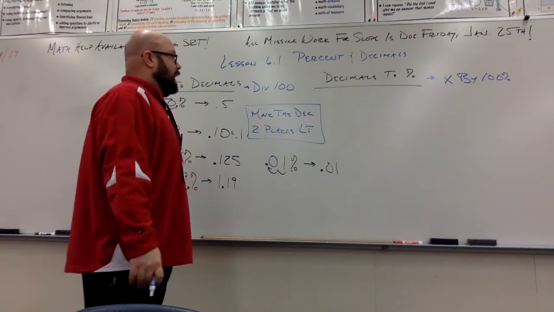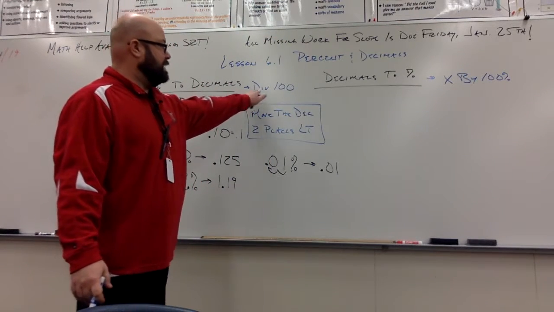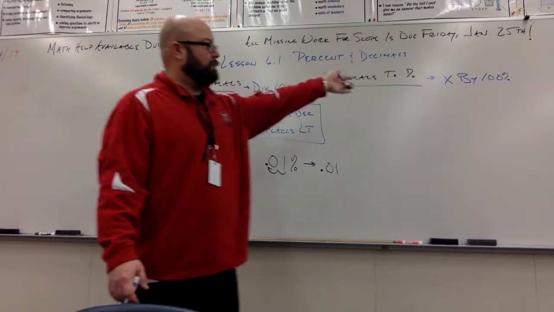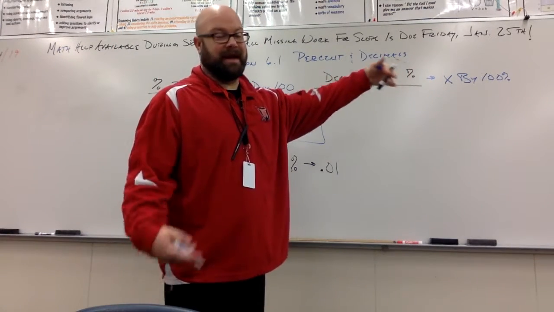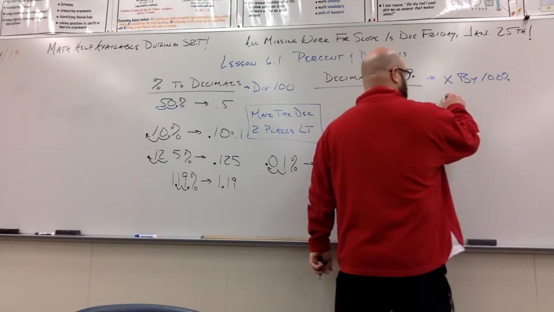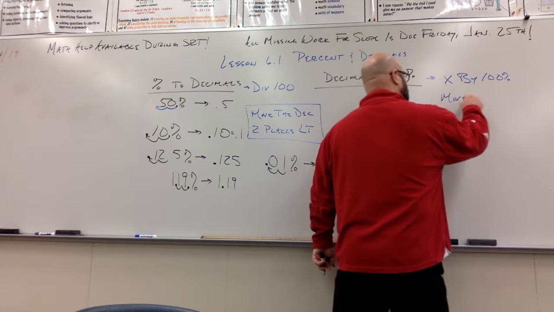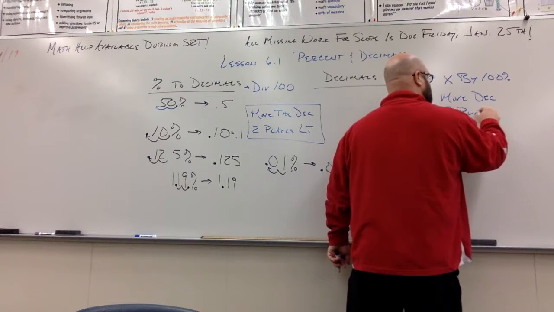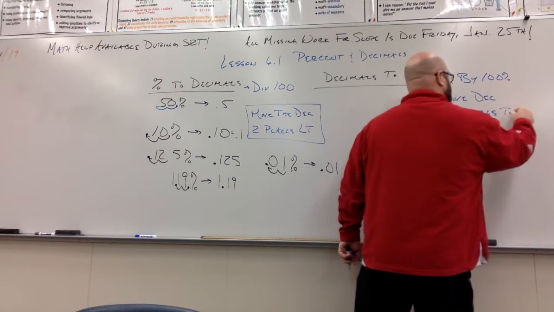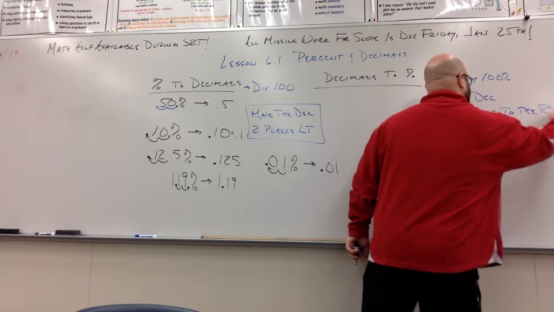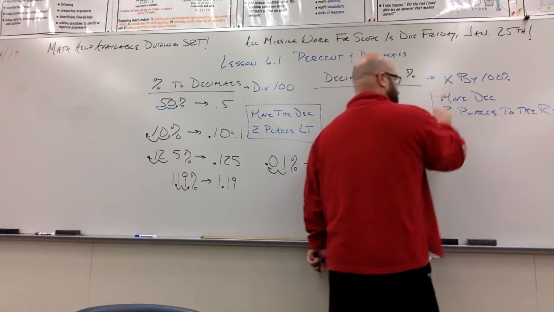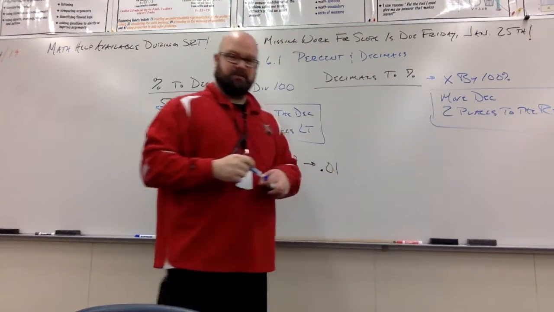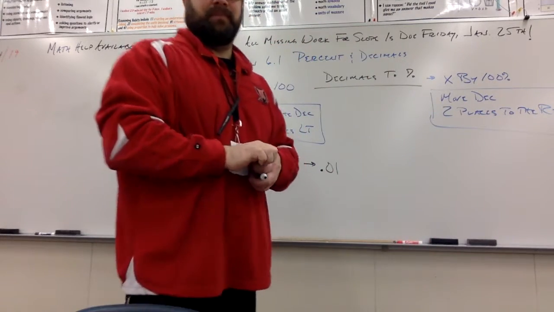Okay? Well, if I divide by 100% by moving my decimal 2 places to the left, if I multiply by 100%, I'm going to move my decimal. You got it, 2 places to the right. So move decimal 2 places to the right. All the time. No matter what it looks like, we're going to move our decimal 2 places to the right. Okay?